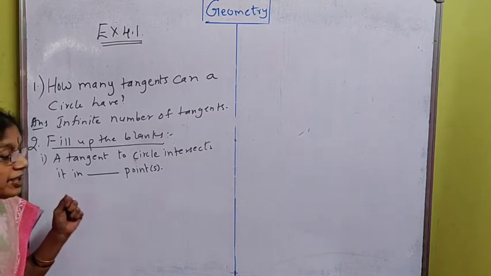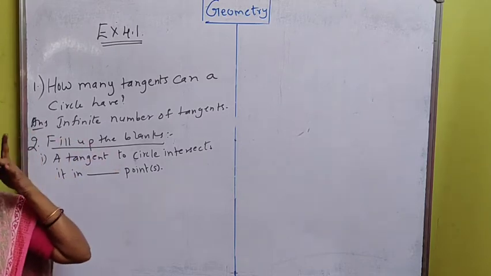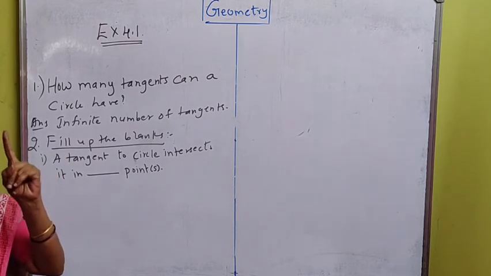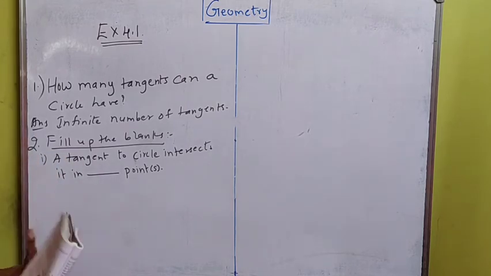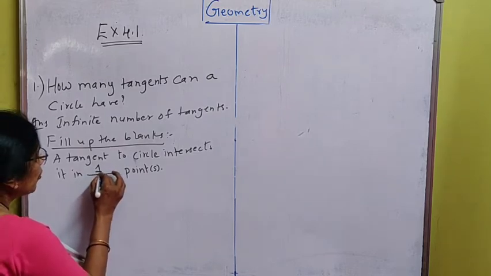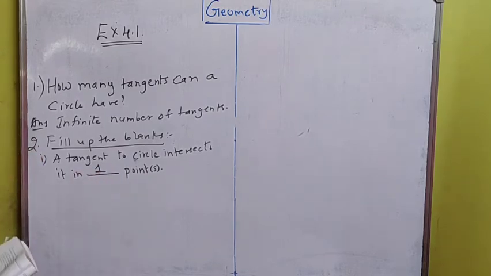What is the tangent definition? A line drawn to a circle such that it touches the circle at one and only one point. So it intersects at how many points? Only 1 point. The answer is 1 point, not points.